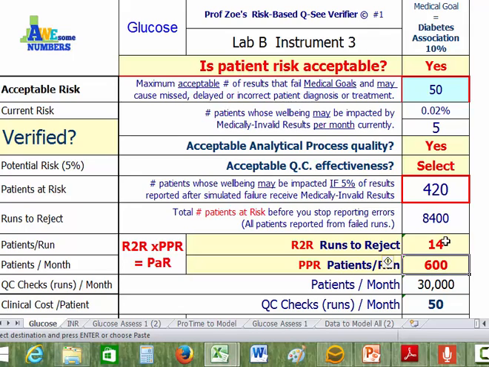What can you do about it? If you change just the QC design for this method, you can reduce the runs to reject from 14 to 1. Now you have 30 patients exposed to risk. By redesigning the QC process, if the method failed, you would expose now 30 patients to risk instead of 420, simply by tweaking your QC process.